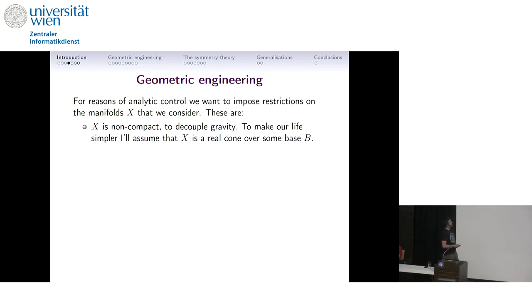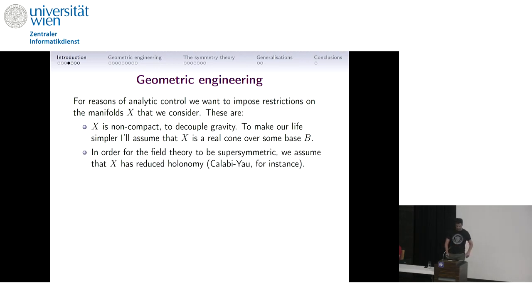Okay, so as usual, if you're doing string engineering, you want to put some constraints on the geometries that you consider so you can understand them. I'll take sort of the standard, simplest constraints. So first of all, I want to engineer quantum field theories. So I'm going to take my manifolds to be non-compact. That's because I don't want to couple to gravity. I want a CFT in 5, 6, 4 dimensions. And to make life simpler, this is not a requirement, but I will just assume it to make things easier. I will assume that X is some sort of cone over some base.